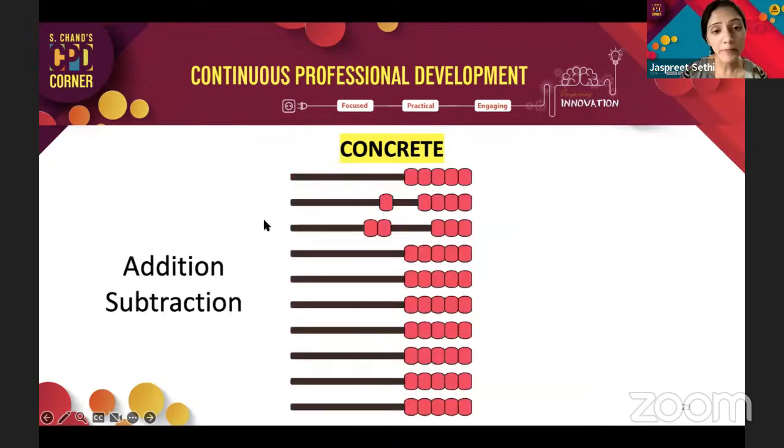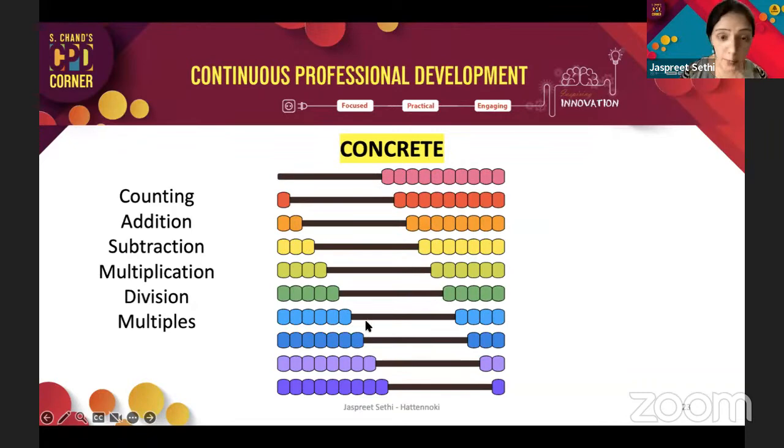It's not just counting. Other concrete materials would be beads, used for addition, subtraction, counting, of course. And of course, our abacus. Again, I use that a lot for partners of 10. As you can see, these are all 10 on one side, and I'm showing, so that's 0 and 10, 1 and 9, 2 and 8. So it's not just for counting, but partners of 10, relationships, numbers that add up to 10, addition, subtraction, multiplication, division, multiples, how to introduce multiplication. Abacus is a really good tool for that.